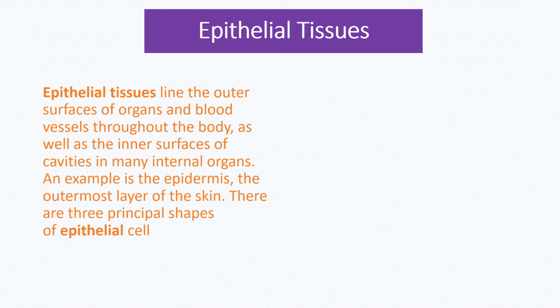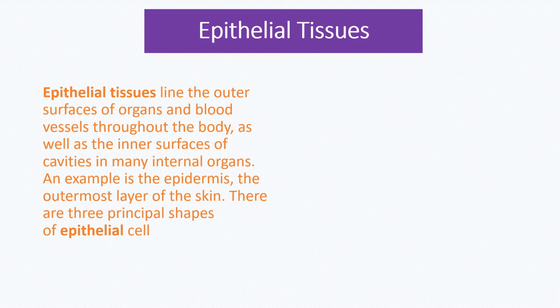Let's start with the epithelial tissues. Epithelial tissue lines the outer surface of organs and blood vessels throughout the body, as well as the inner surfaces of cavities in many internal organs. An example is the outermost layer of our skin. Remember one thing, we are talking about animals, and according to scientists, humans are also animals.